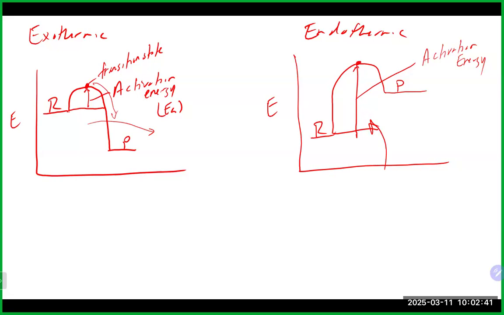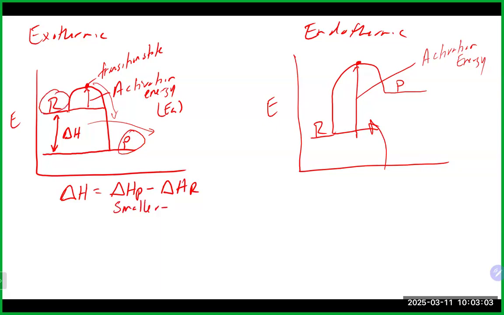We could also figure out, as we talked about, the delta H of the reaction by taking the difference in energy between our reactants and products. In this particular case, delta H is the delta H of the products minus the delta H of the reactants. Our products are lower in energy, so we're going to have a smaller number minus a larger number. That is going to yield what we normally think about for exothermic delta H, which is a negative value because of that difference.